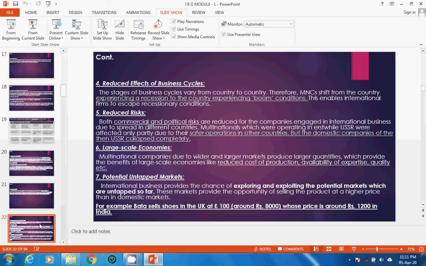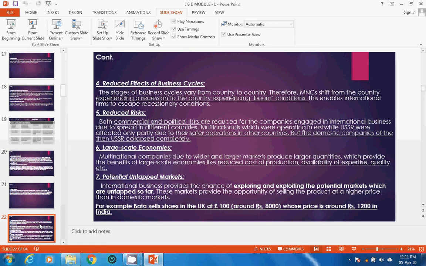Large scale economies. Multinational companies, due to the wider and larger market, produce large quantities which provide the benefits of large scale business operations, like reducing the cost of production, availability of expertise, quality of the product, etc.